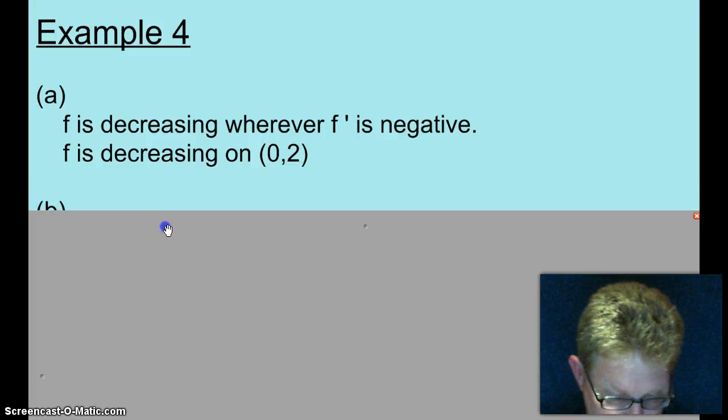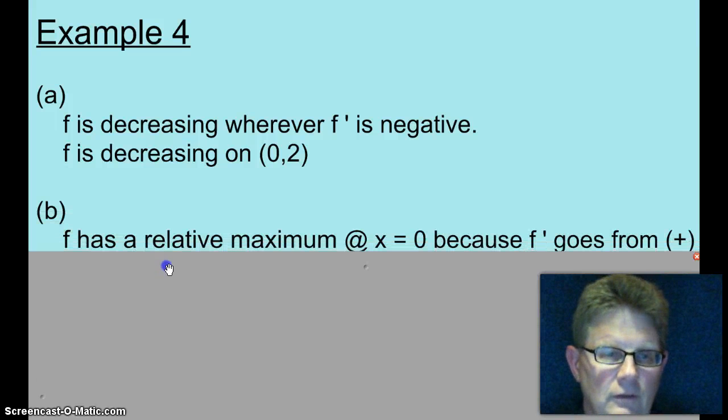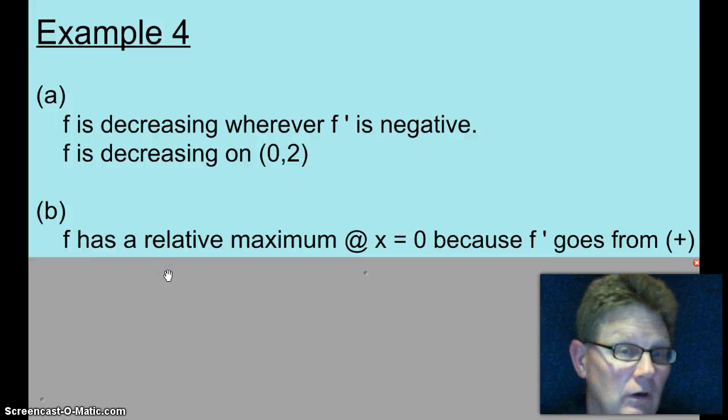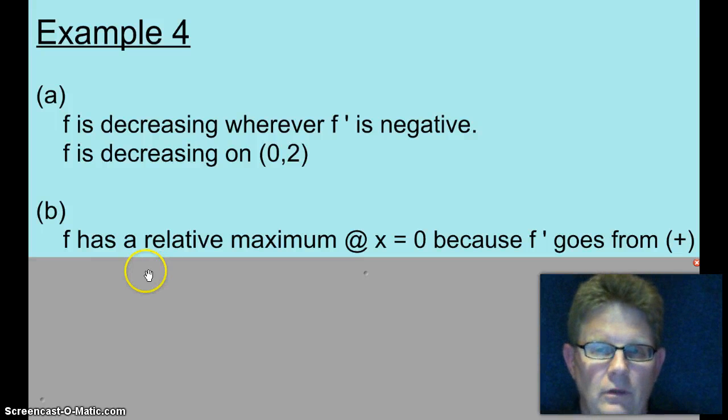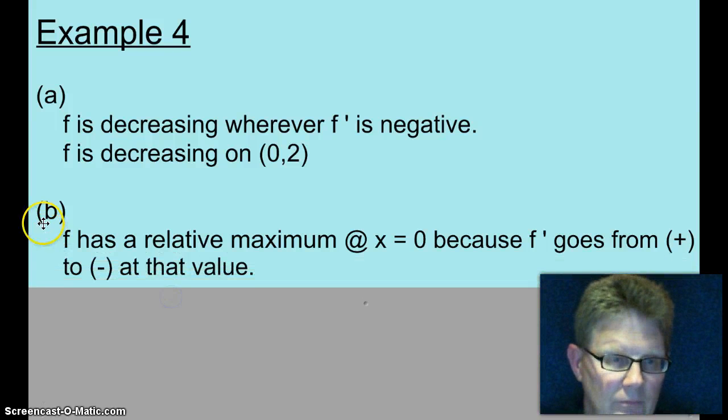B, where is there a relative max? F has a relative maximum at x equals 0 because f prime goes from positive to negative at that value.